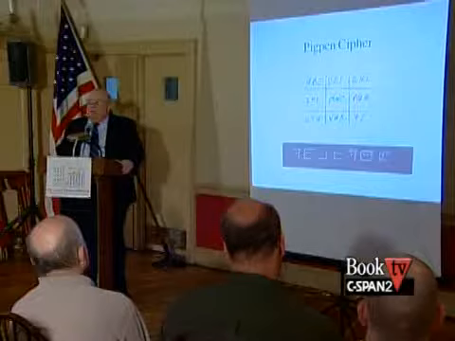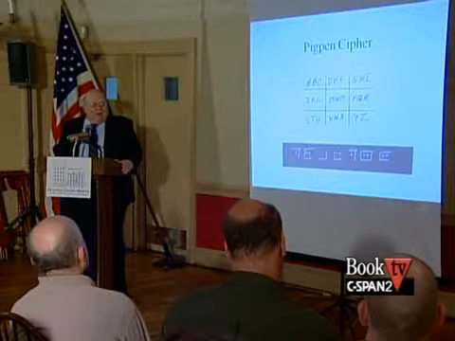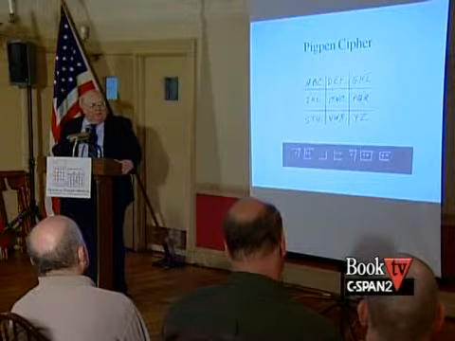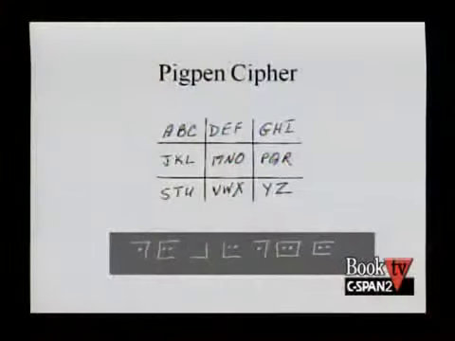Now, all sides wound up using this. The Americans, the British, the French. There's even a Hessian diary that's partially written in a Pigpen cipher. Now, that's what it would look like when you would actually see it. And if you took the time to translate it, it would give you the word traitor.